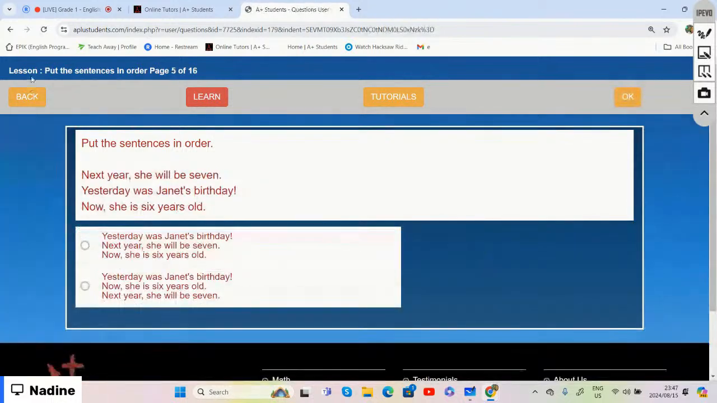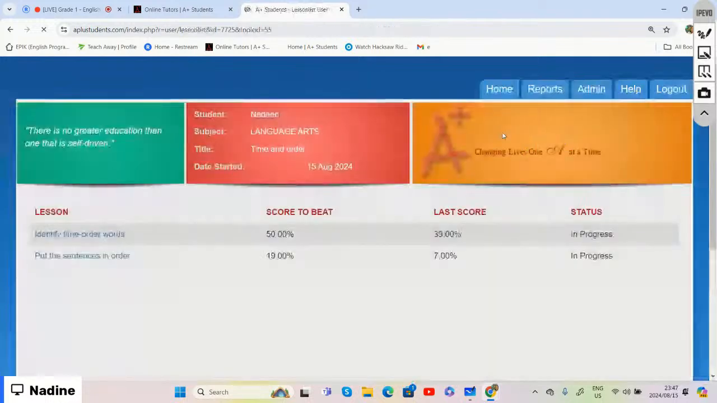All right, so that is the end of our lesson on time order words. We said with time order words, it tells us when things happen, whether it's in the past, the present, or in the future. And with time order words, we can put things in order from first, second, then, last, now, and finally, right? All right, so this is the end of our lesson.